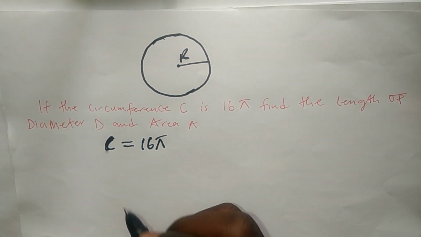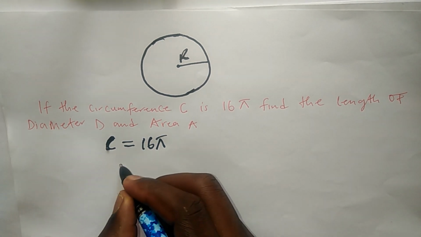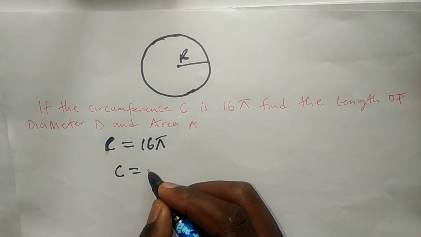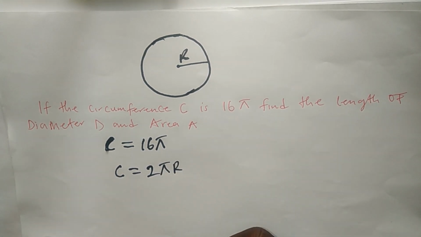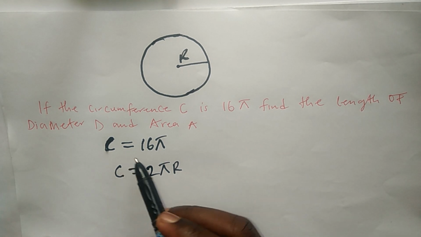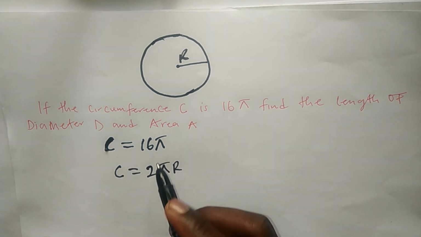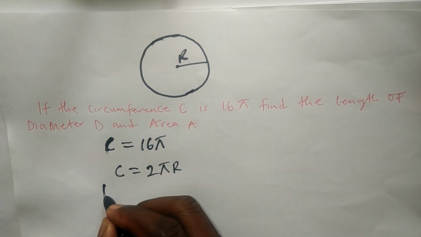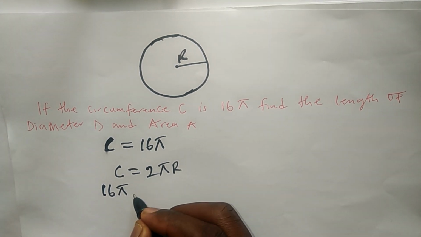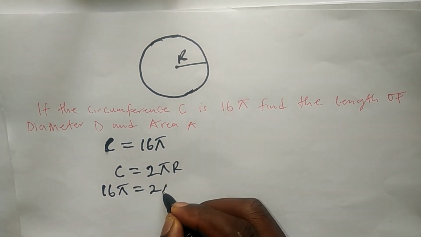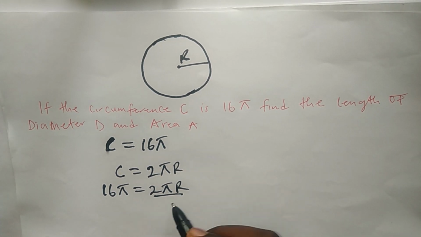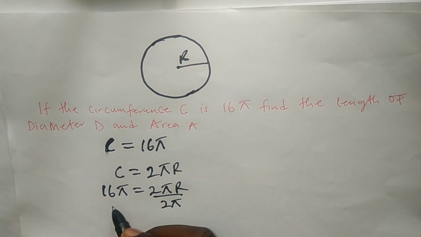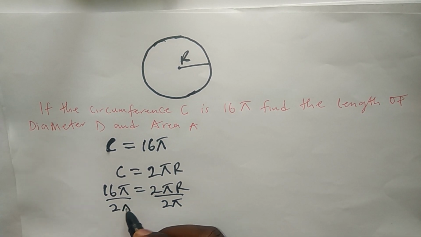Now, what is the formula of circumference? The formula of circumference, we know it to be C is equal to 2 pi r, right? This is the formula of circumference. So we know that C is equal to 16 pi. Therefore, we say 16 pi is equal to 2 pi r. Now divide both sides by 2 pi.